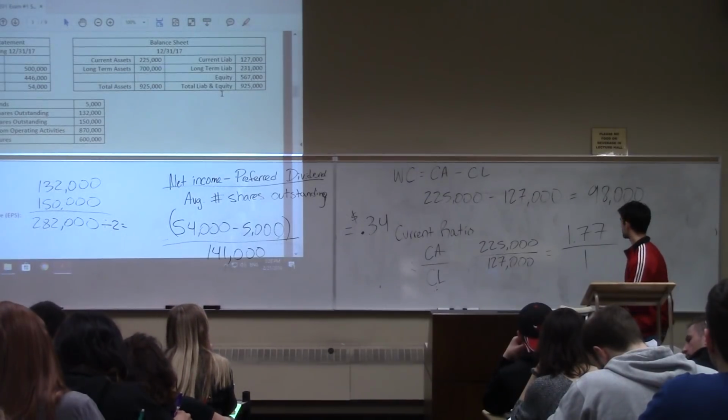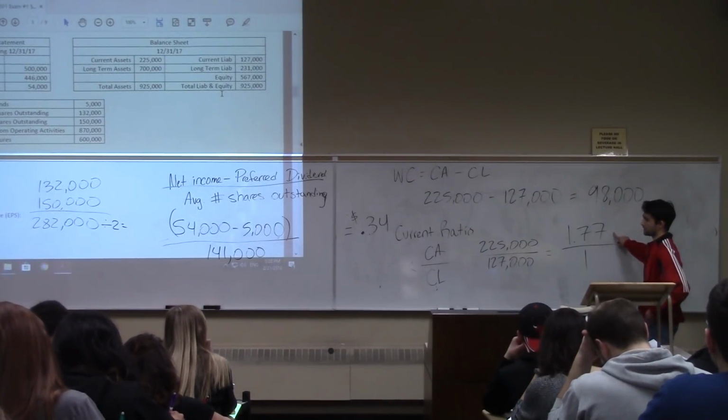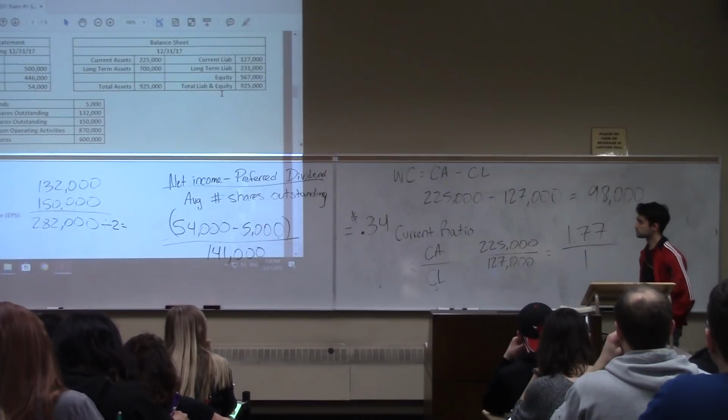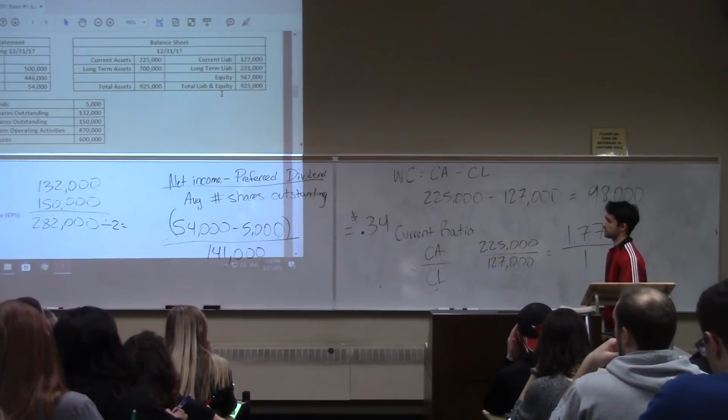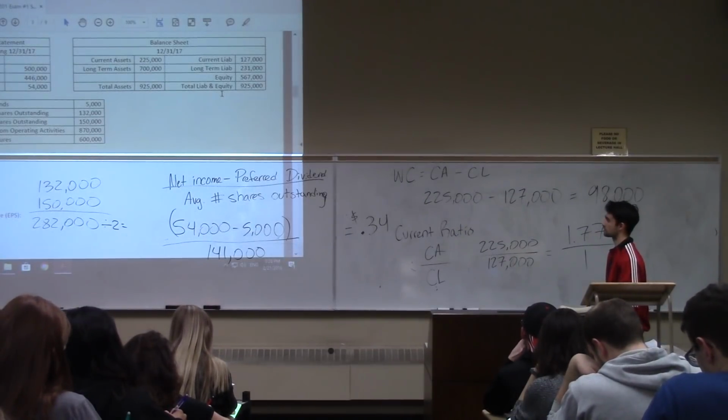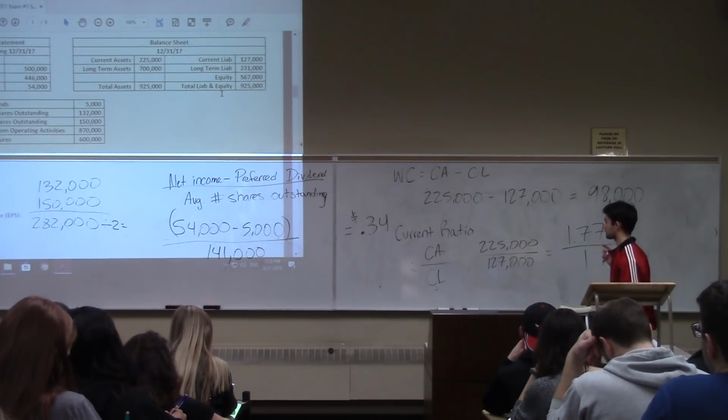To the firm, a higher current ratio might not be good because then maybe you've got too much cash on hand. You don't need all that much cash. Or you've got too much inventory.